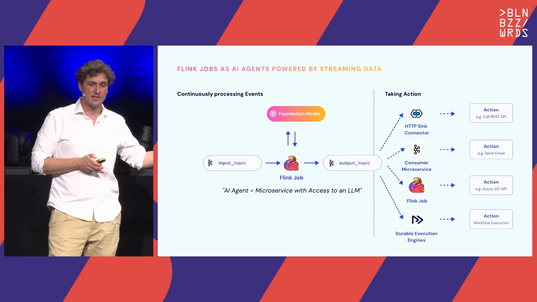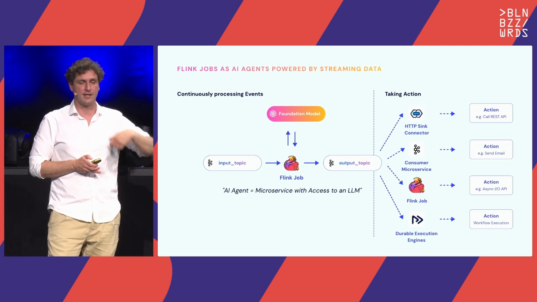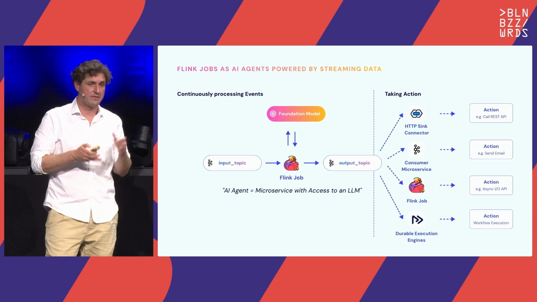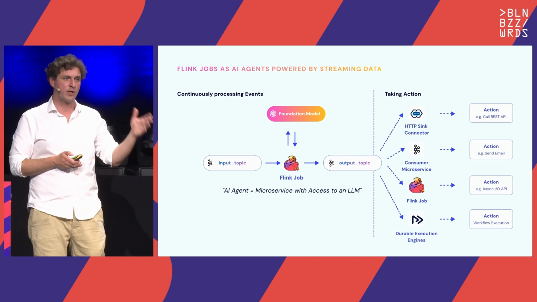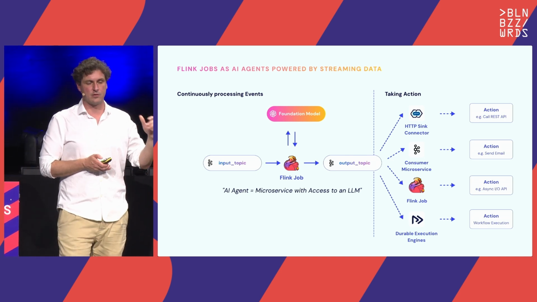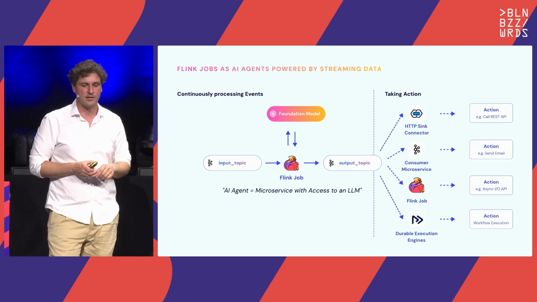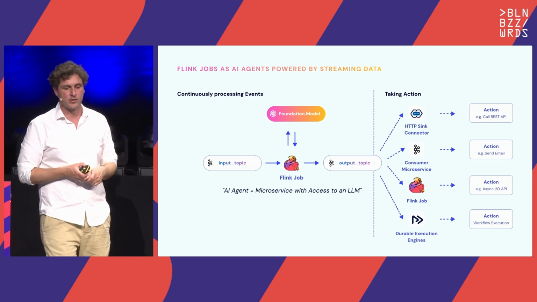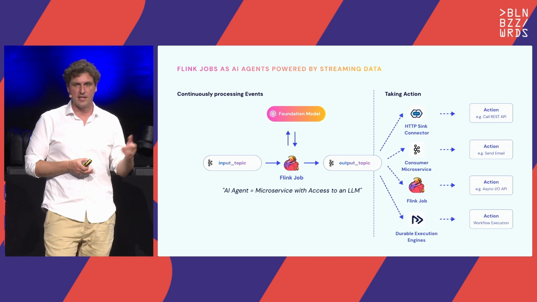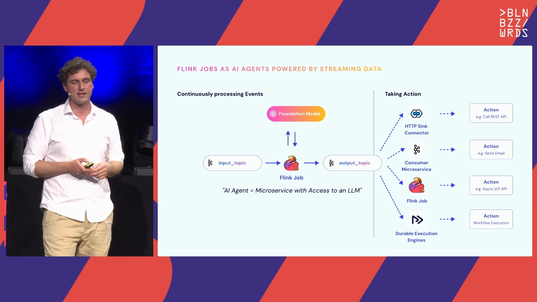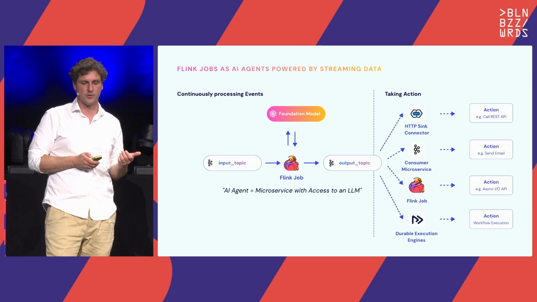You can have another Flink job that is consuming from this output topic and then triggering action. Or you have maybe more complex use cases where you have workflows, processes that run with a lot of dependencies between each other. You might use something like durable execution engines, like Restate or Temporal, for this use case when you have a more complex workflow execution.